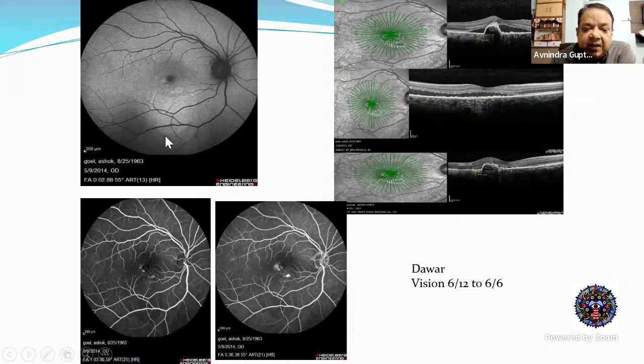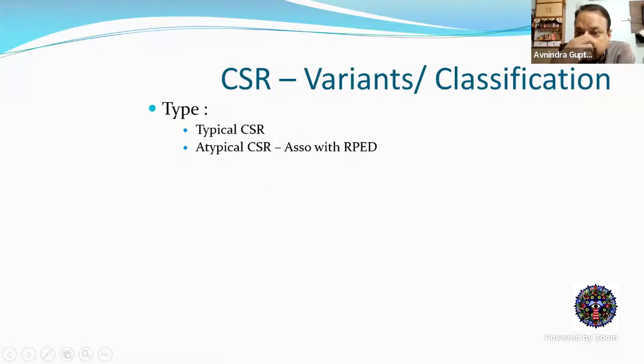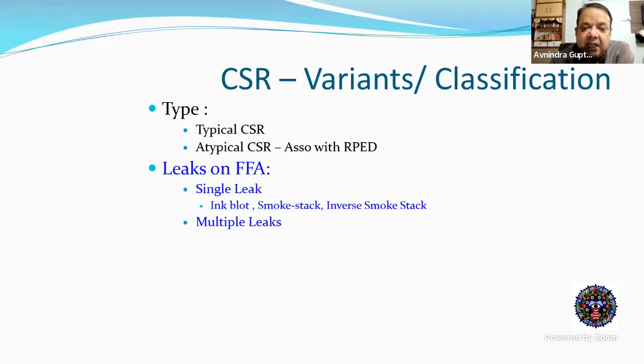This is another patient of central serous retinopathy. You can see a juxtafoveolar leak. In this patient, we did an OCT. You can see the vertical picture. You can see subretinal fluid. On the horizontal picture, there is a pigment epithelial detachment. This patient underwent low fluence PDT, and you can see a resolution of fluid in this patient. CSR can also be classified as typical CSR, or atypical CSR, that is associated with retinal pigment epithelial detachment.